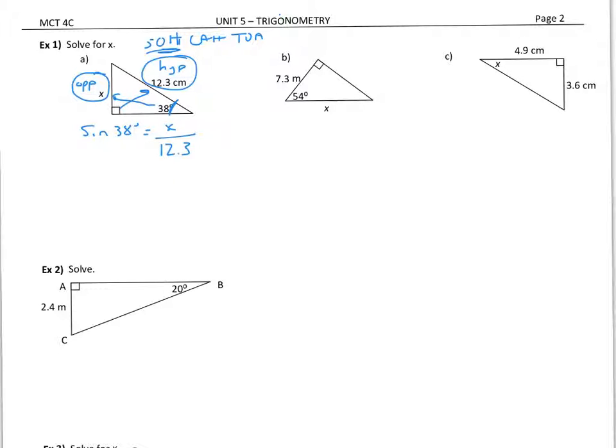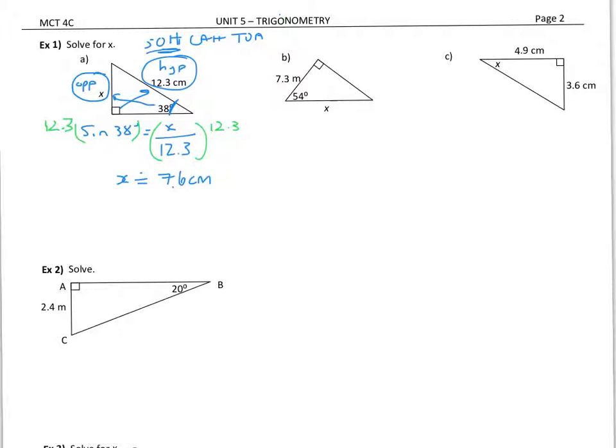And then to get x by itself, it's being divided by the 12.3, so we can undo that by multiplying both sides by 12.3. Depending on how your calculator works, for me, I can just put 12.3 multiplied, and then I'm going to hit 38 and then hit my sine. For some of you, you'll just do sine and then the 38. I get 7.6 approximately. So x is approximately equal to 7.6 centimeters.